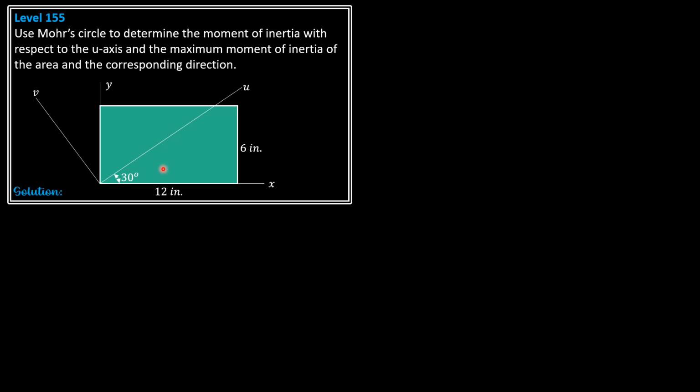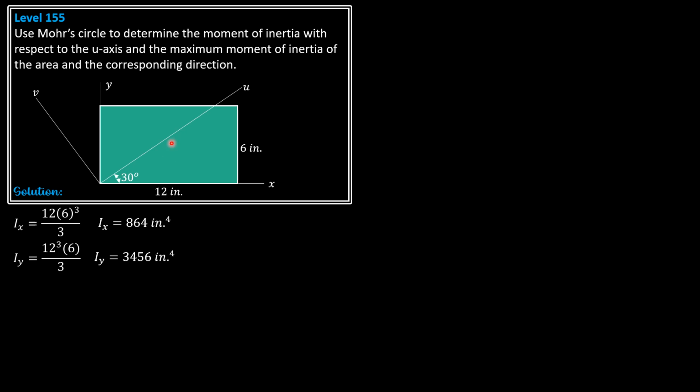For our solution, Ix is equal to 12 times 6 cubed over 3, a rectangle with respect to the base. So Ix is equal to 864 inches to the fourth. Iy is 12 cubed times 6 over 3, so Iy is 3456 inches to the fourth.